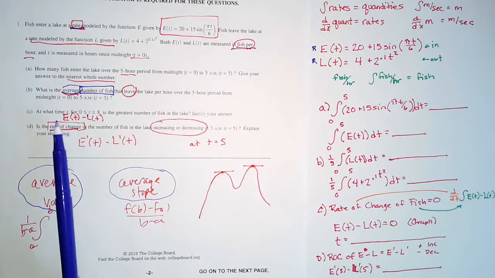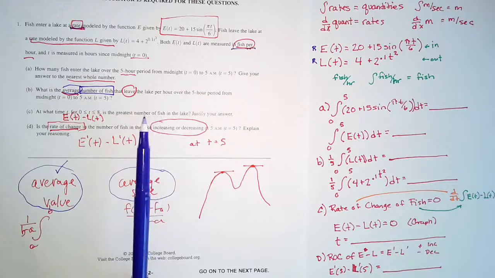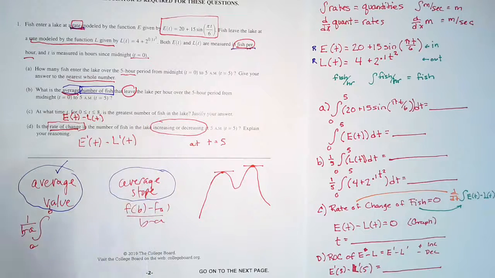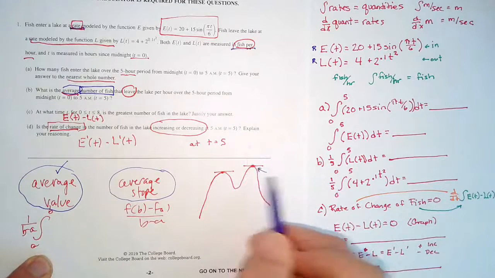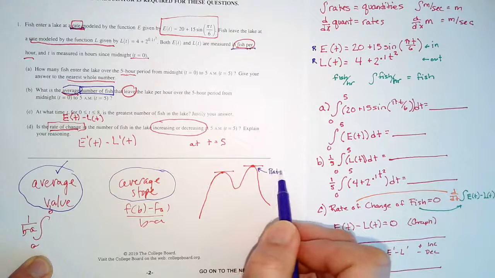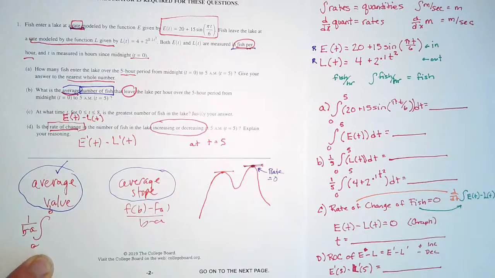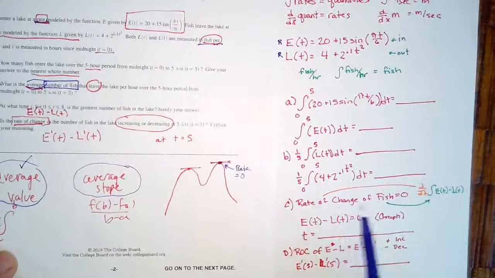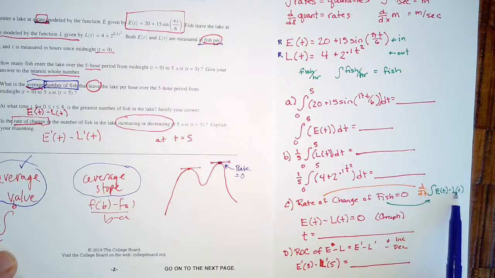It says at what time from t equals 0 to t equals 8 is the greatest number of fish in the lake? Justify your answer. So they want to know when the most fish are there. What's true about when something is at the most? Well, then the rate of those things is equal to 0, because that would be a turning point. So wherever the rate of change of fish is going to be 0. Well, I know that the number of fish is the integral of the fish going in minus the fish going out. I might be overthinking this, but I'll show you what happens here.